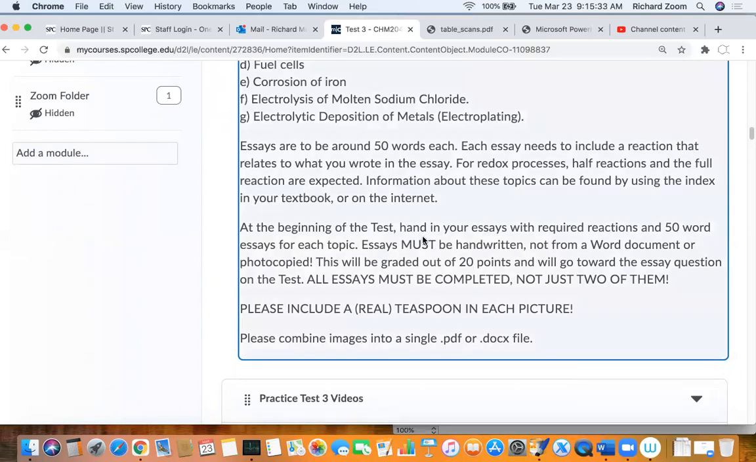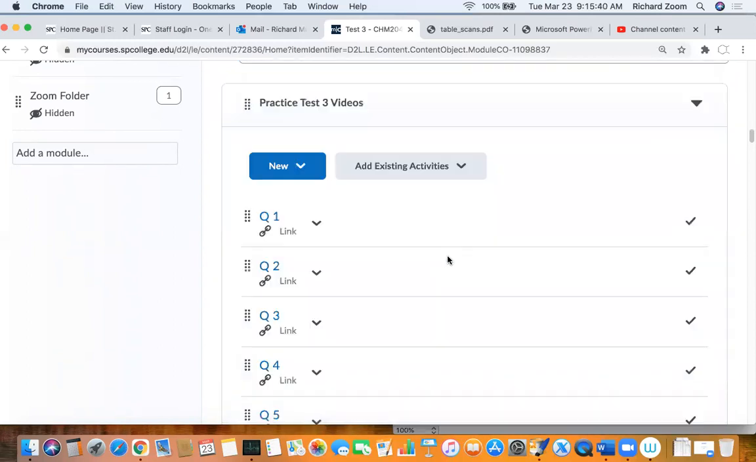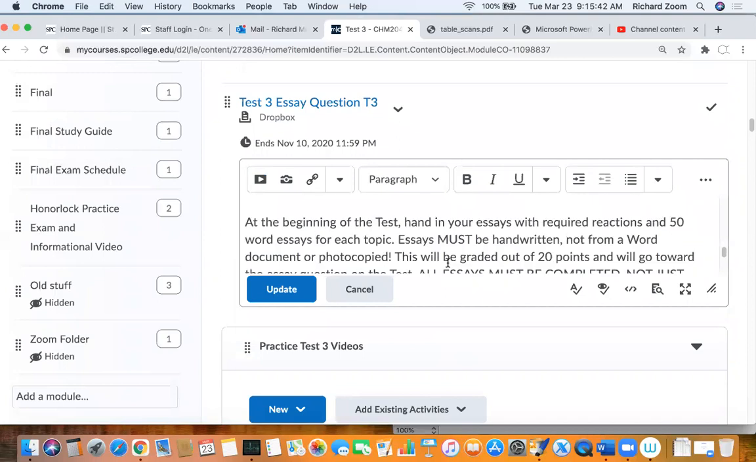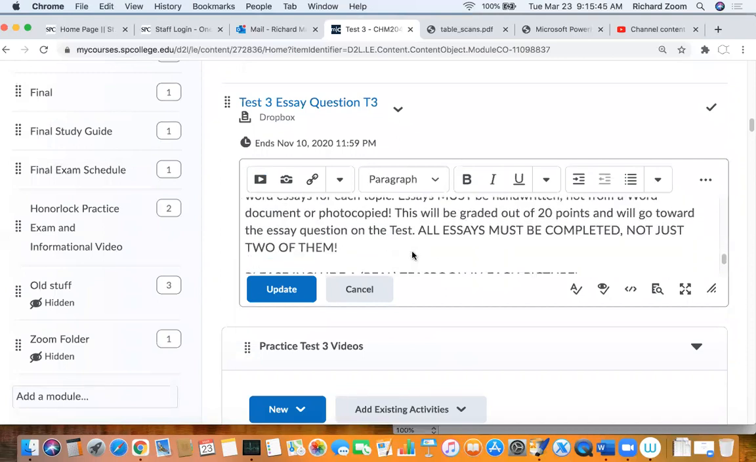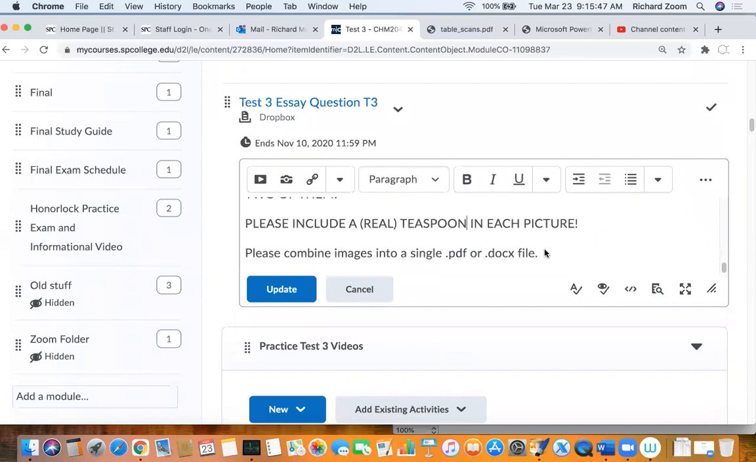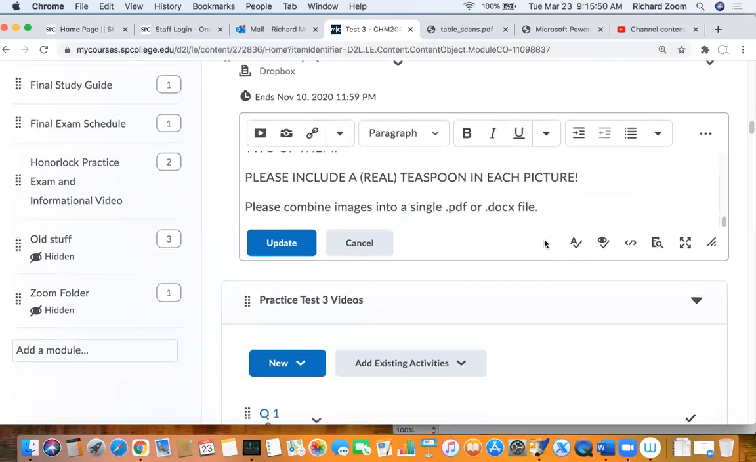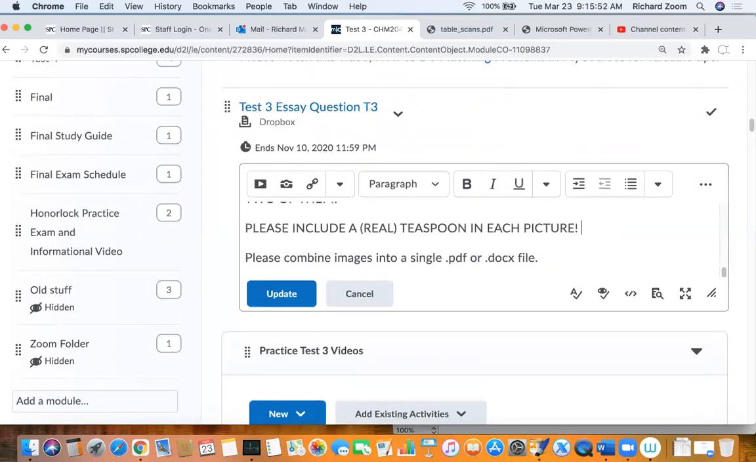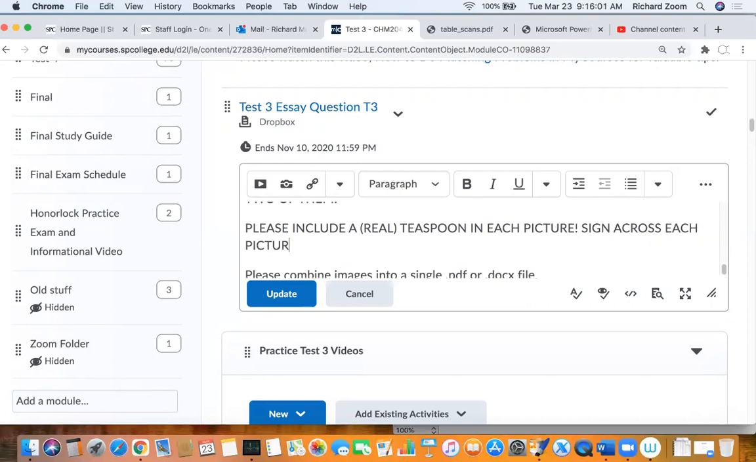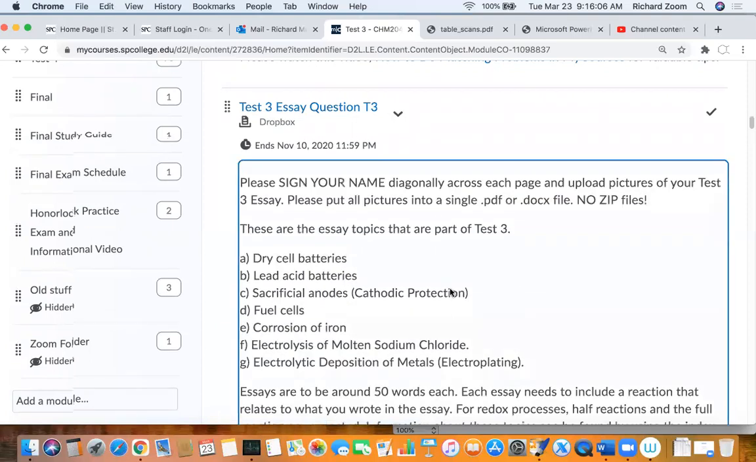It should say that here, hopefully. All essays need to be completed. They must be handwritten. I think I will add that too. They need to be signed as well. So sign across each picture. And below that, I also have an example.